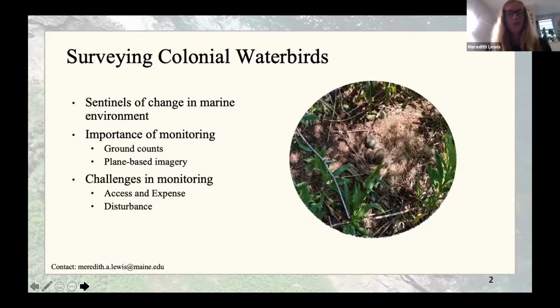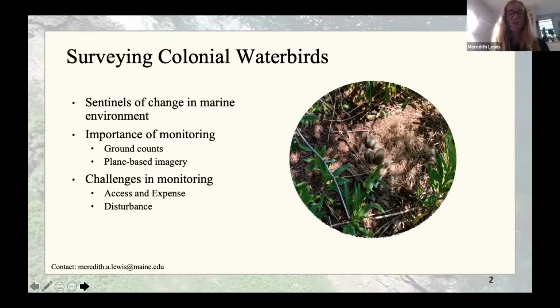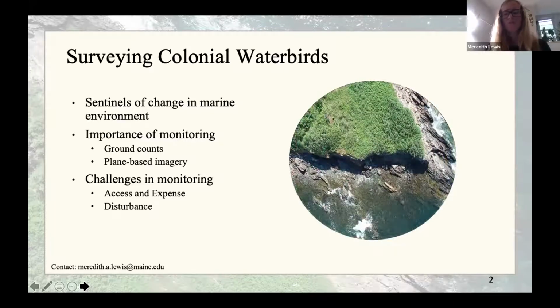And some of the ways that we monitor these populations, as Logan mentioned, include ground counts and plane-based imagery, which, depending on your goal, can be either really useful or can also exhibit a lot of disturbance. So in the case of ground counts, for instance, if you're on a cliff or anything like that, some sites may be completely inaccessible to biologists, which might restrict you to plane-based imagery, which essentially captures a snapshot in time.